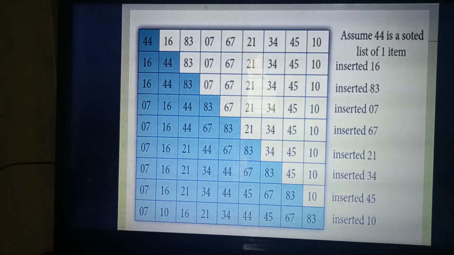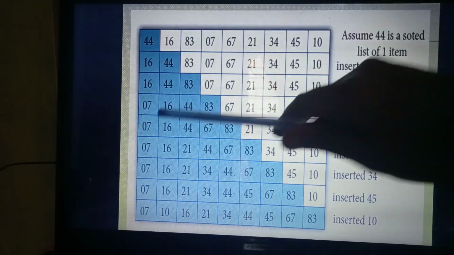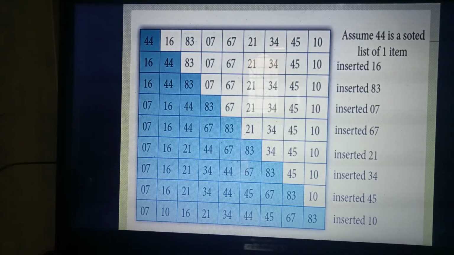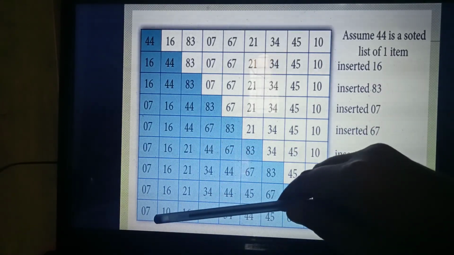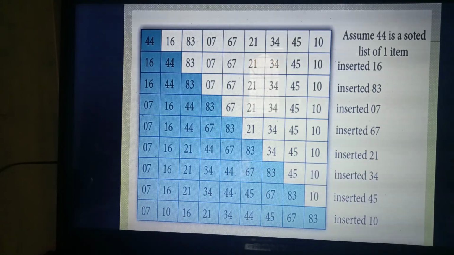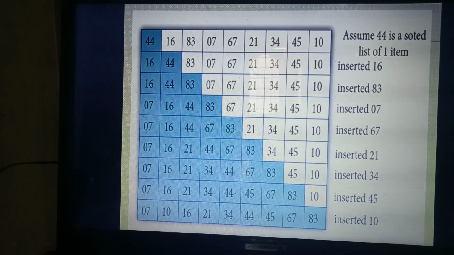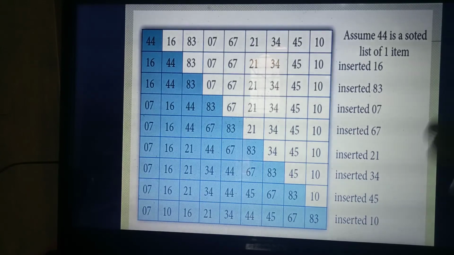The smallest elements are always easy to understand: the smallest elements always need to come to the first. Then you need to write all the elements in ascending order. That's all. Finally, you see the elements 7, 10, 16, 21, 34, 44, 45, 67, 83. Whether you will get the sorted array list? Yes. Till N minus 1 number of passes, you are going to insert like this. So each step you are inserting one element.